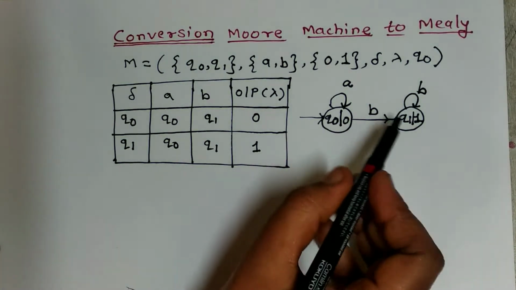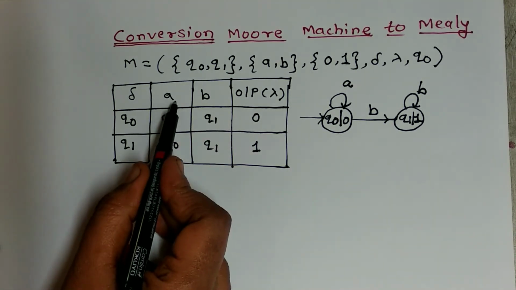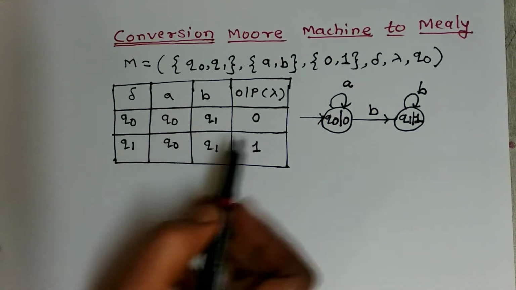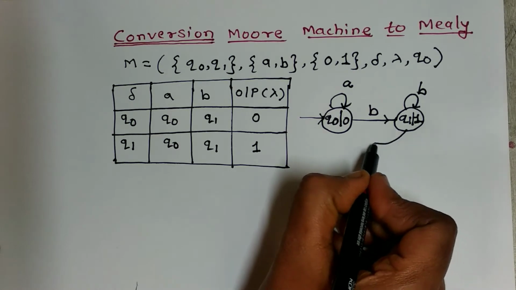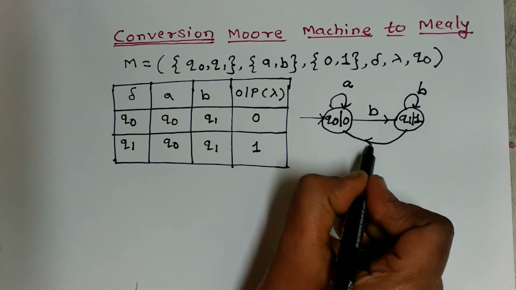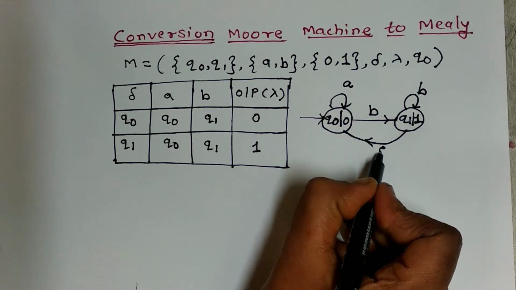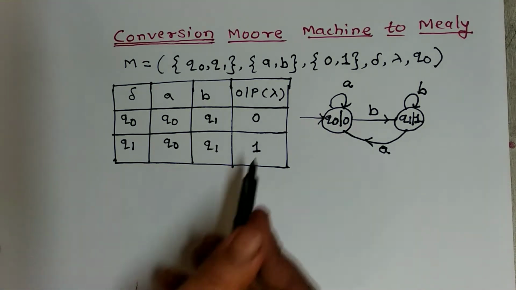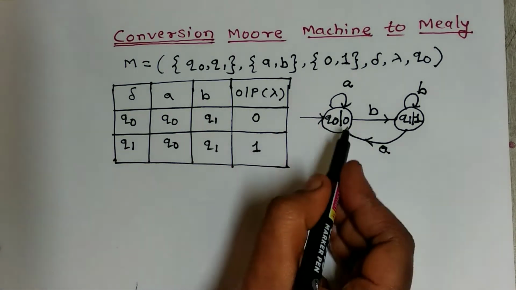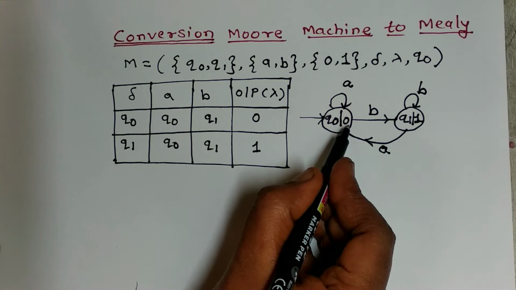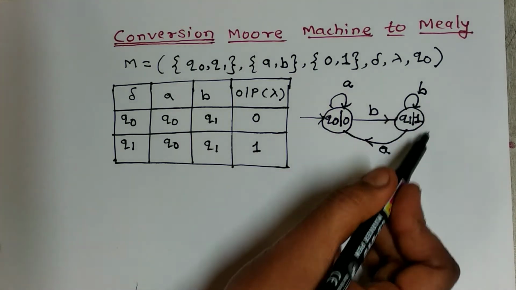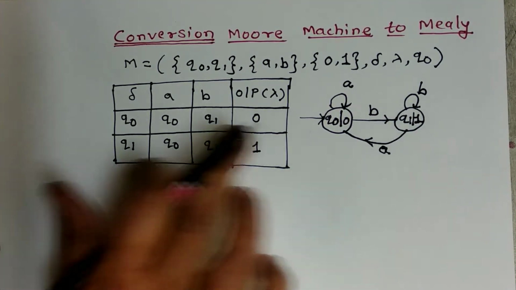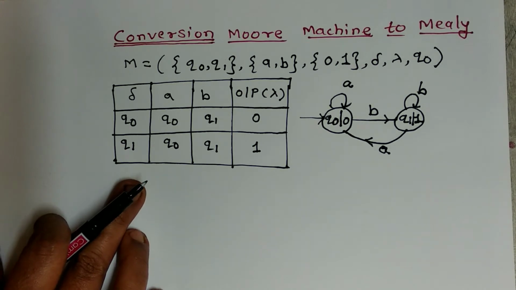Now, next, Q1 by taking A goes to Q0. And Q0 gives you what? Q0 gives you the output as 0. So, this is the Moore machine drawn from the given transition table.